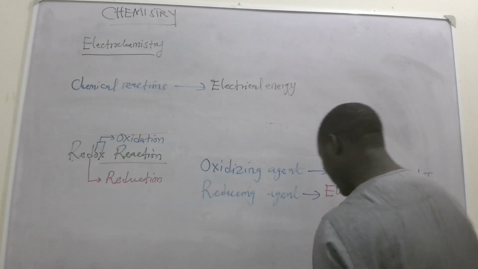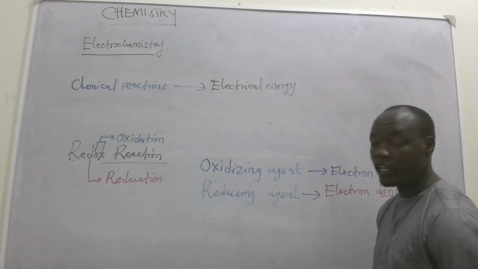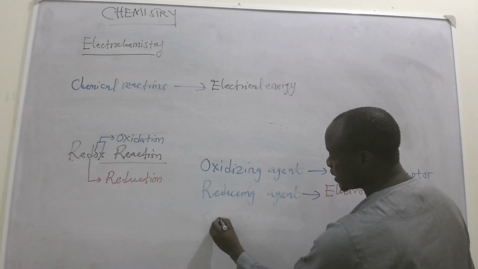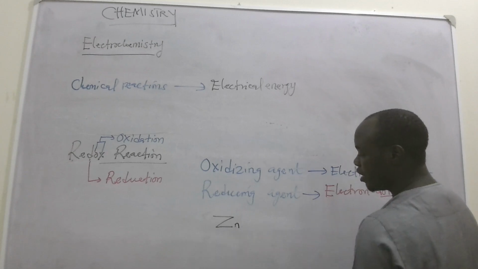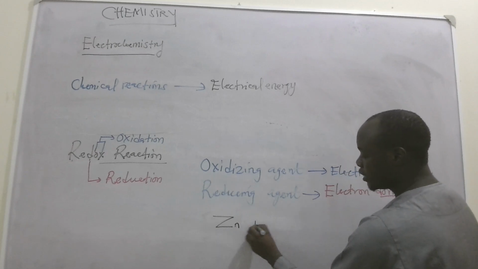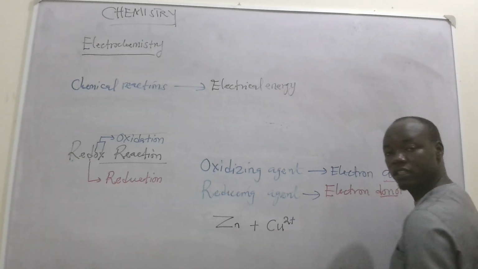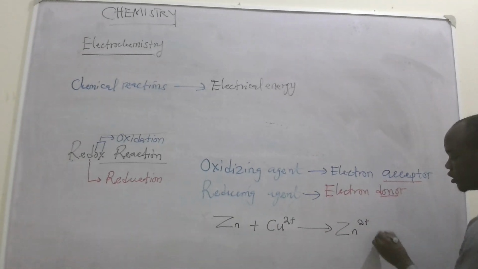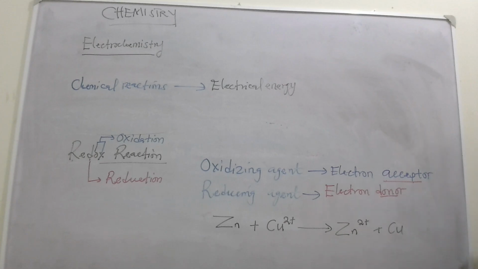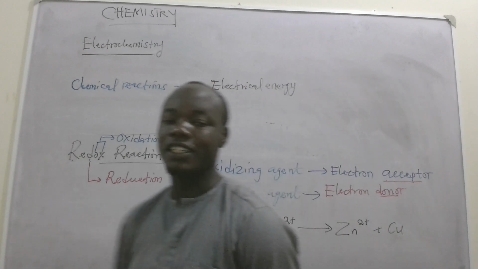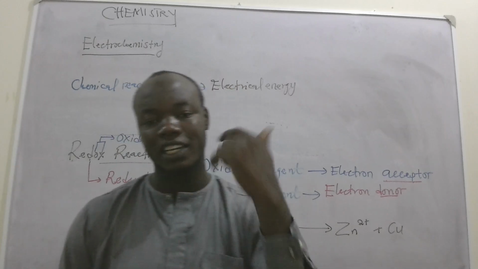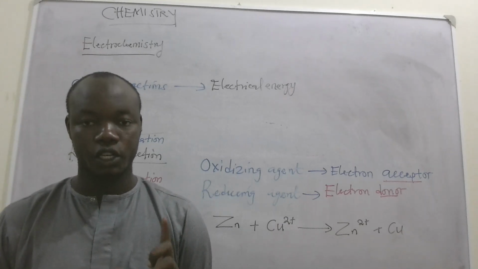So let's look at how we can describe electron donor and electron acceptor in a redox reaction. So let's say we have zinc plus copper 2 plus gives us zinc 2 plus and copper. So now let's ask ourselves this question: which among these species is an electron acceptor and electron donor, or which one is an oxidizing agent and which one is a reducing agent?